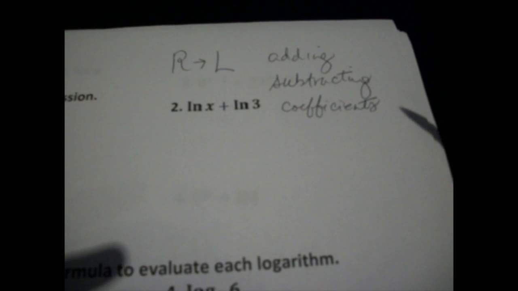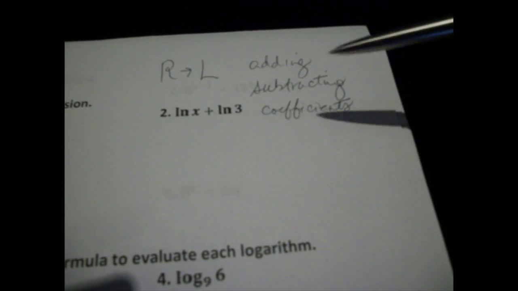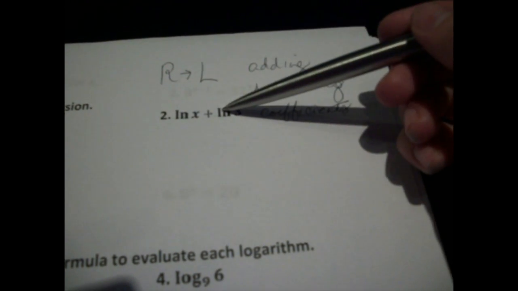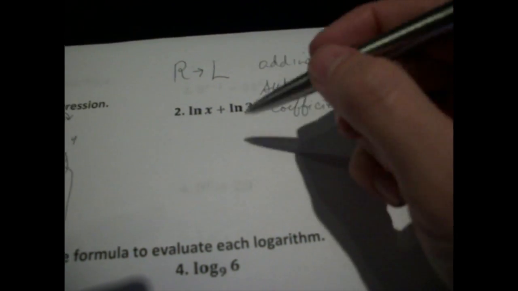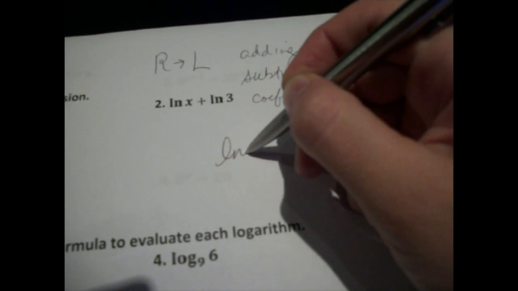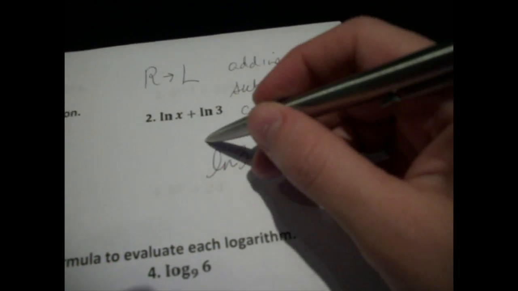Here, this one's really easy. It's just one step. I've only got plus. Addition, if you look back and you're moving from right to left, this goes back to the product property. So basically, I have the natural log of x times 3, which is 3x.